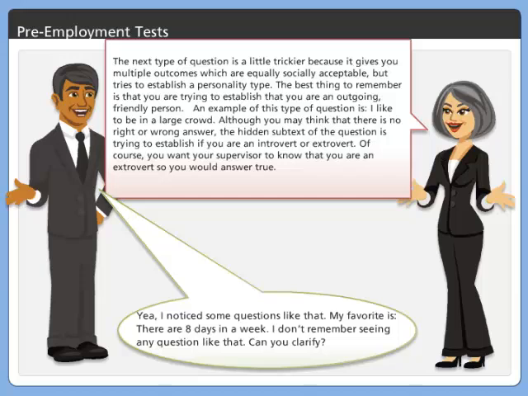The next type of question is a little trickier because it gives you multiple outcomes which are equally socially acceptable but tries to establish a personality type.